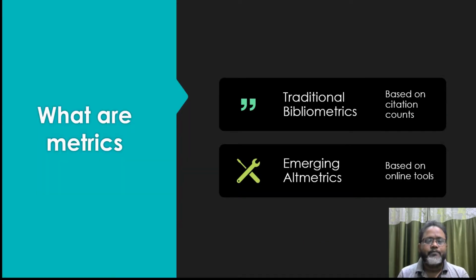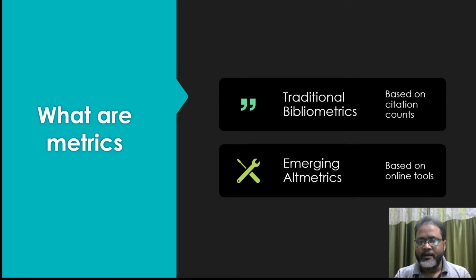Now you see, what are the metrics? First, we have the traditional bibliometrics. In traditional bibliometrics, we have the basic three laws of bibliometrics, like Bradford's law of scattering, and then Lotka's law and Gibbs law. Most of these laws are based on citation counts, the total number of citations, how many people are using your articles, and that is one.